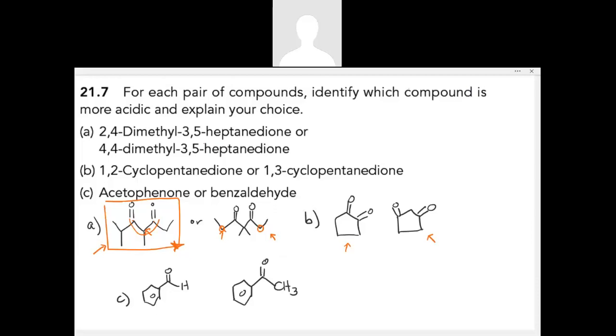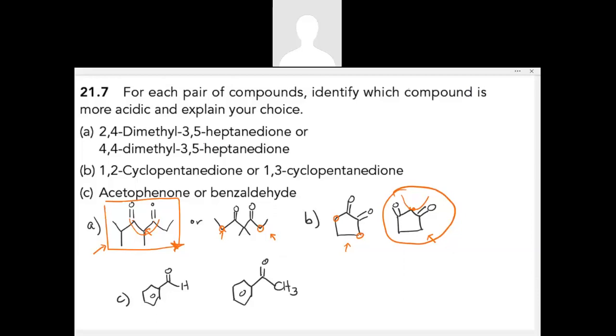deprotonate either site here, we could form the conjugate base and have resonance stabilization, again, only with one of these carbonyls. But if we were to deprotonate in between of the 1,3-cyclopentanedione, we could have resonance stabilization of the conjugate base over both of the oxygens. So therefore, this compound is more acidic for those reasons.